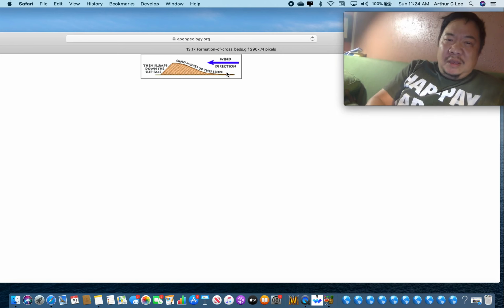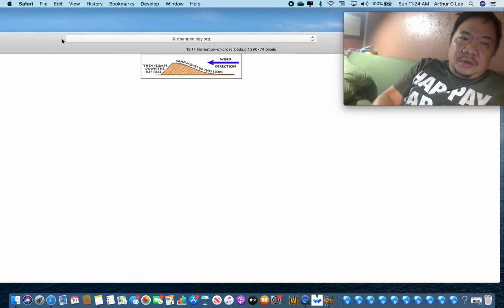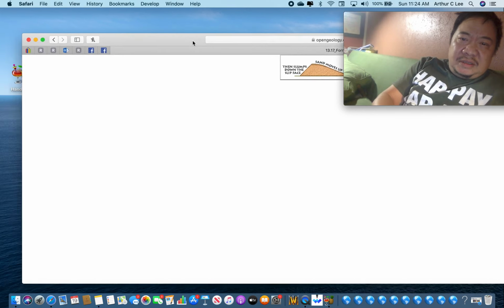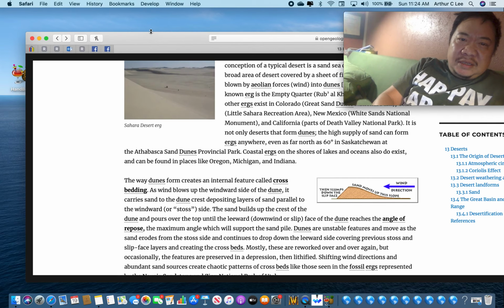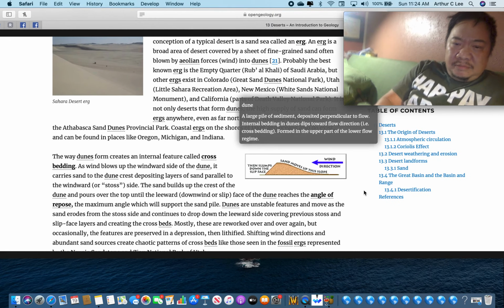How does that happen? Well, the sand moves up the slope and then moves down, and it makes cross bedding. This gets preserved in the rock record. So, sand makes sand dunes. Sand dunes are made by the wind.